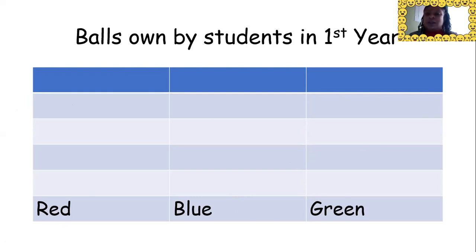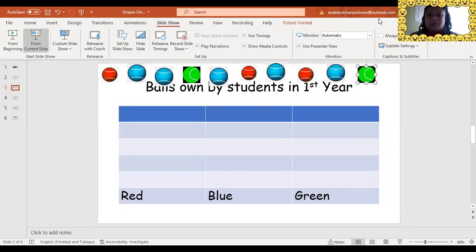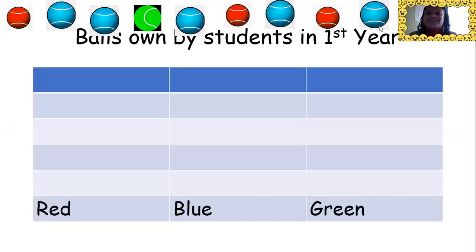Because when I select the ball or place it into the table, you're going to draw a ball to represent that ball and color it that color. So boys and girls, this slide here is showing us the balls that the students would have brought to class. Remember, it's 1 ball per student. So each student bought 1 ball, but the balls were of 3 different colors.